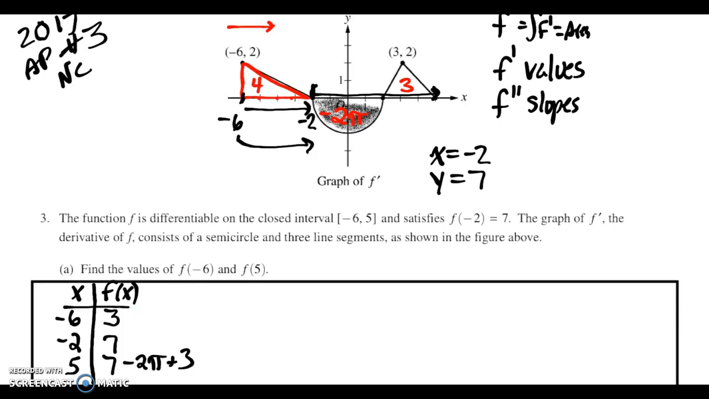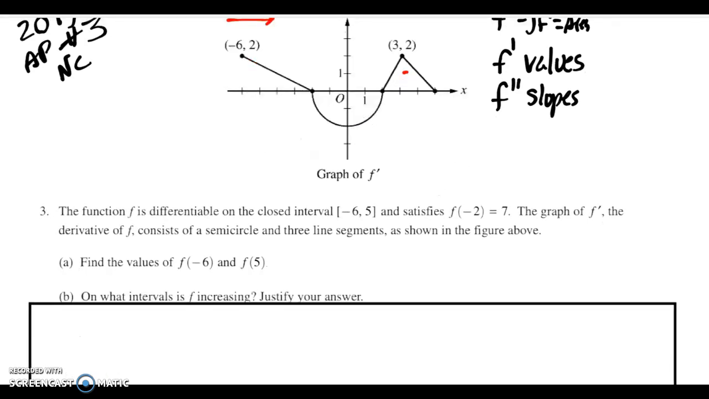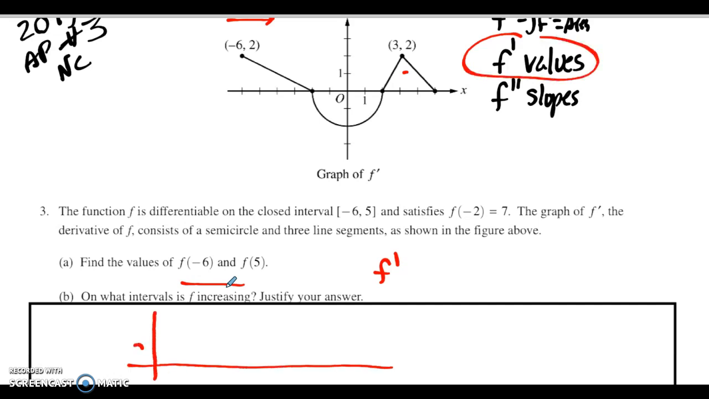Pausing here. Part B says, on what intervals is f increasing, justify your answer. I look at increasing or decreasing by looking at f prime, the derivative of f. But I have to remember that f prime are the values of this graph. So I'm going to make a number line graph for f prime and f. I need to know anywhere where f prime is 0 or undefined. The value is 0 at -2.